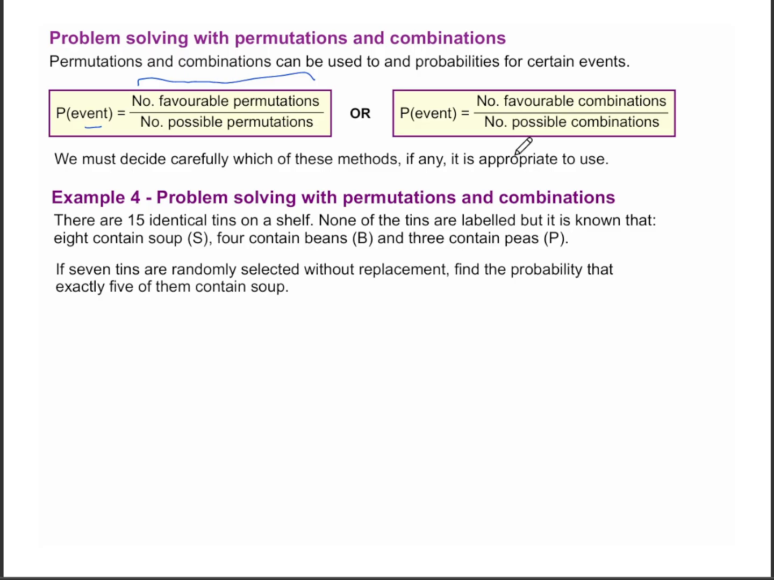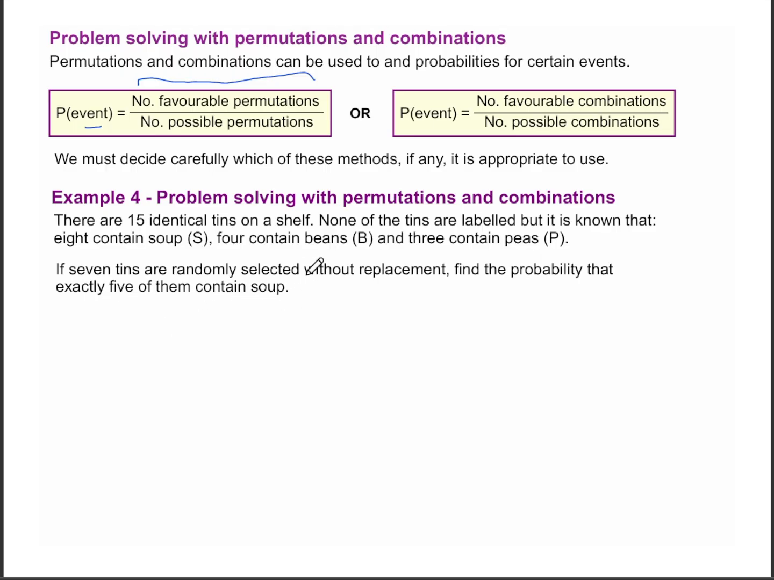Similarly for combinations, the probability of an event happening, of a choice in this case, is the number of combinations of that event divided by the total number of possible combinations. Let's look at that with an example. There are 15 identical tins on a shelf. None of the tins are labeled, but it is known that 8 contain soup, 4 contain beans, and 3 contain peas. If 7 tins are randomly selected without replacement, find the probability that exactly 5 of them contain soup.